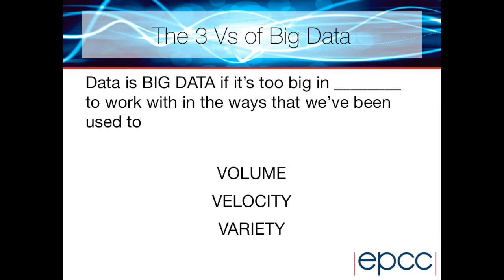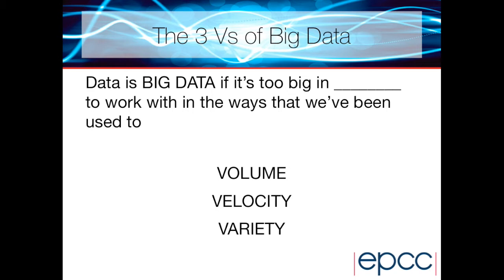And this is a pretty good starting definition. So this is the one that I'm going to use. And it's based on this idea of the 3 V's of big data. So this is a widely used description of what makes data big data. And the idea is that data is big data if it's too big in some dimension, where that dimension is either volume, velocity, or variety to work with in the ways that we've been used to. So this is a pretty broad definition. It's quite good because it's about how we work with big data.